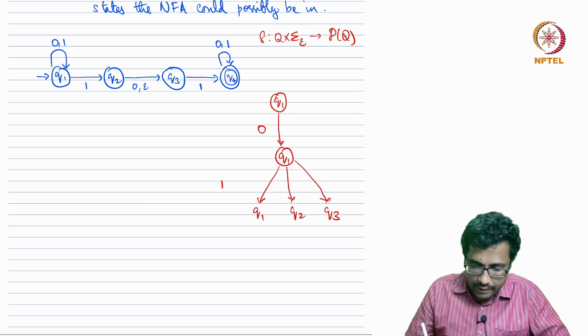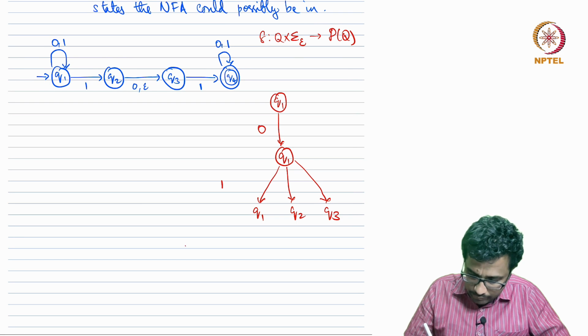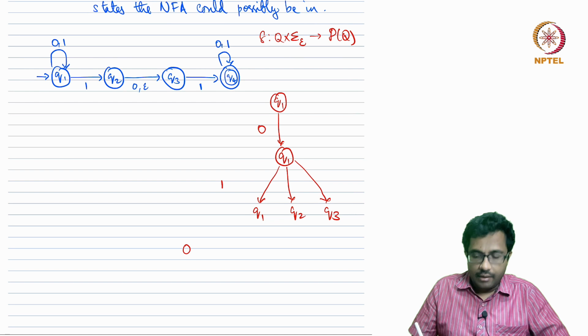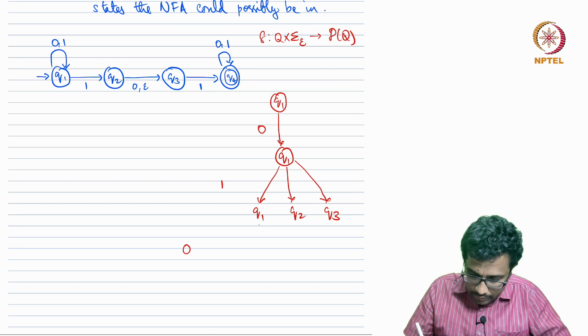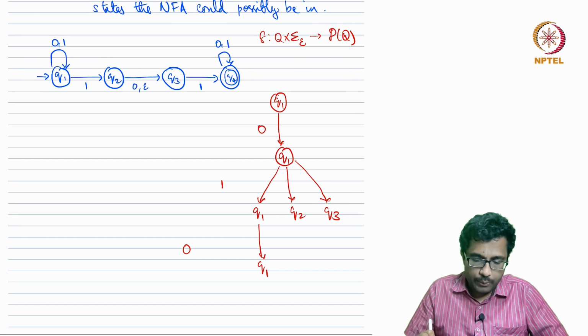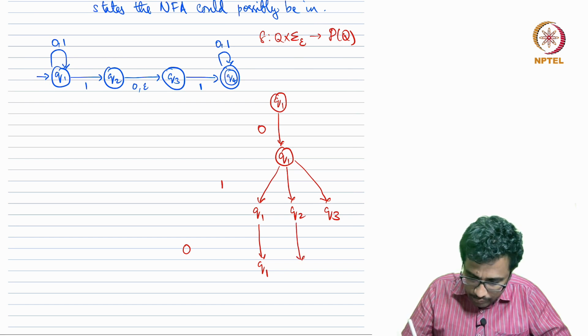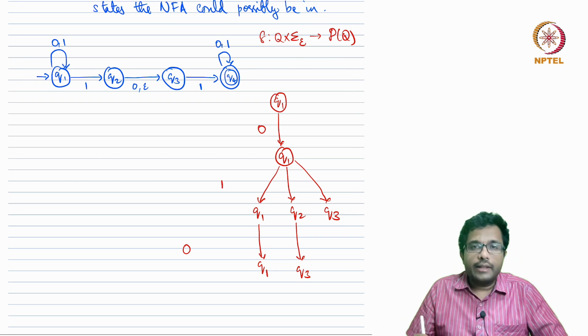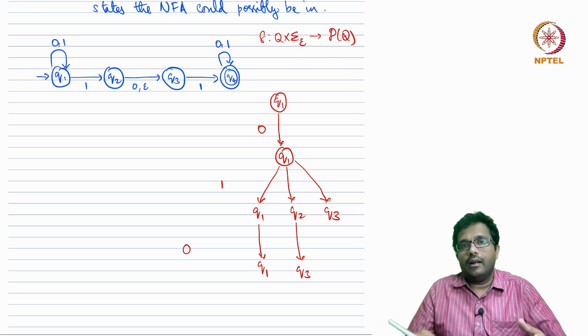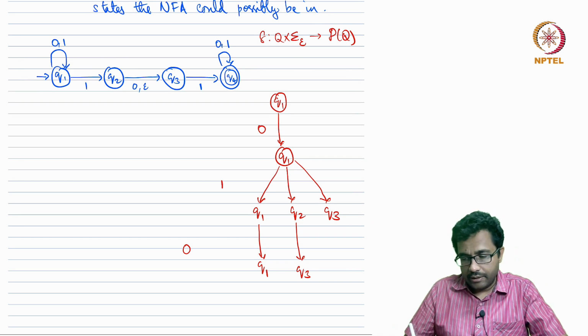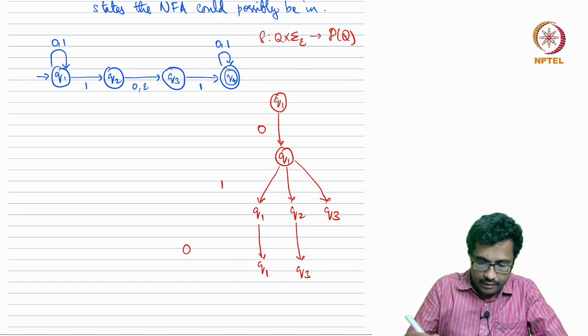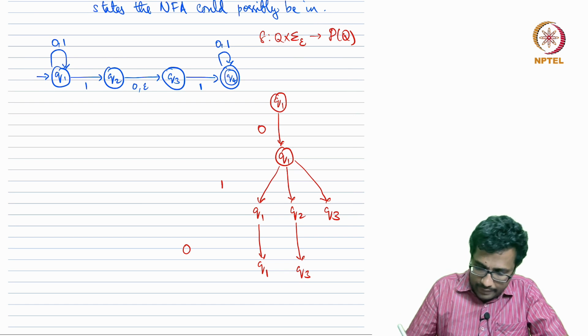right. And then let us say the next symbol is 0. So if it was at q1, 0 gives you the option to remain at q1, and that is all. If it was at q2, there is this option of going to q3. If it is at q3, there is no next step available. So it is this path, right, this path kind of ends here. Okay.